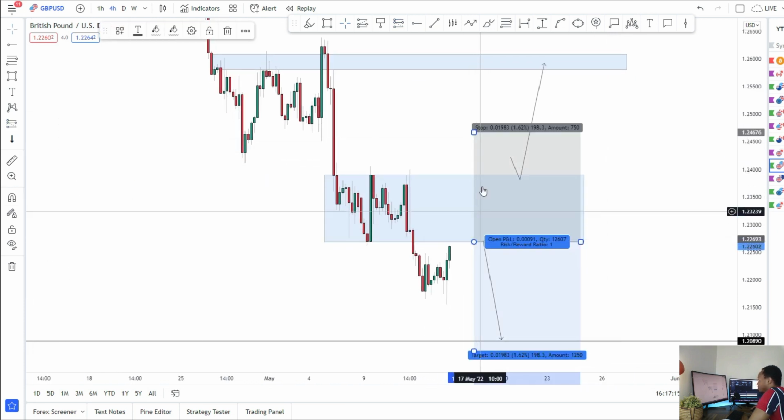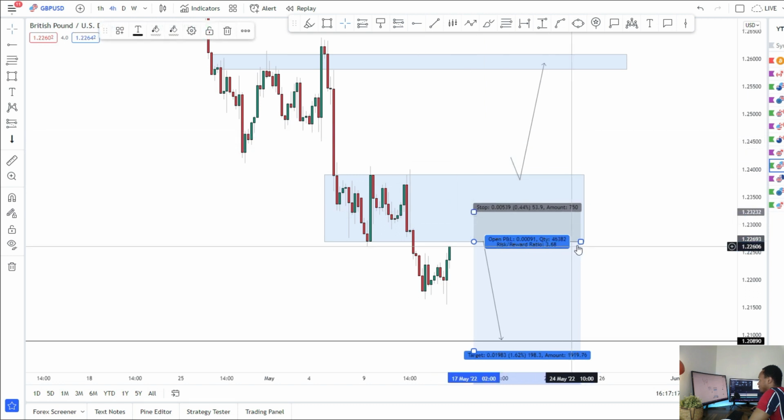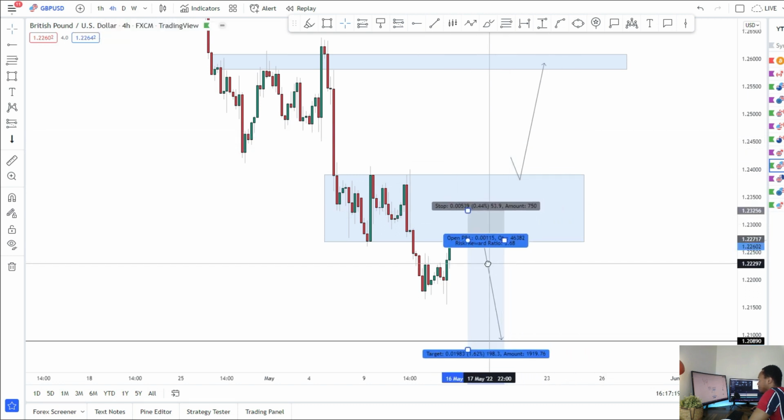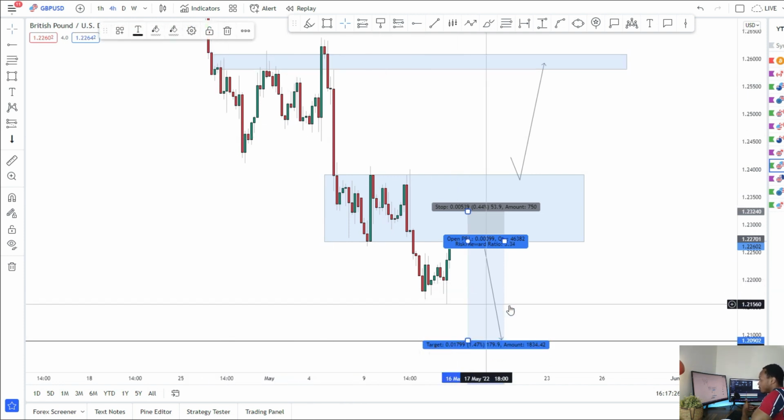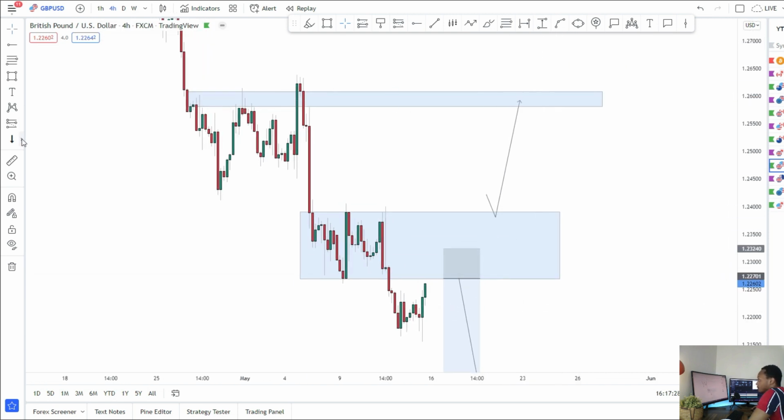So yeah, pound USD, I am still bearish on the pair structure, everything's still to the downside, but we are coming up to some higher time frame levels, and the market is obviously showing some signs of exhaustion, so we could be looking for some upside.